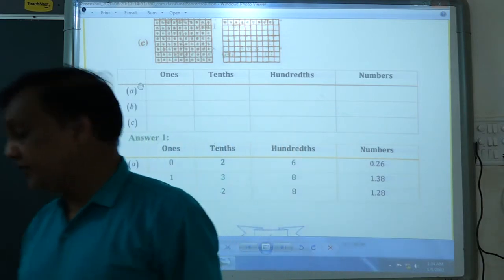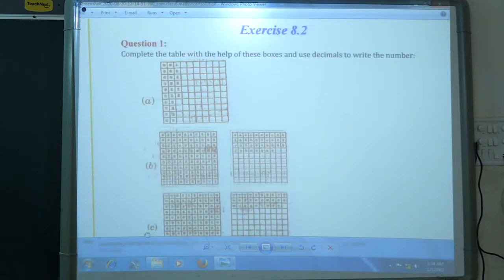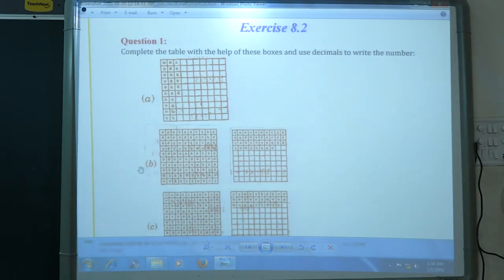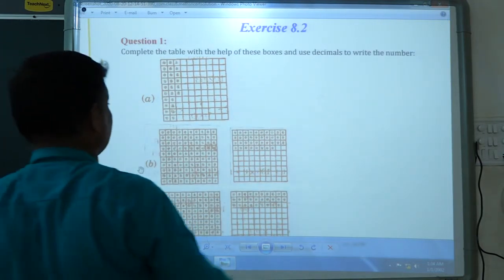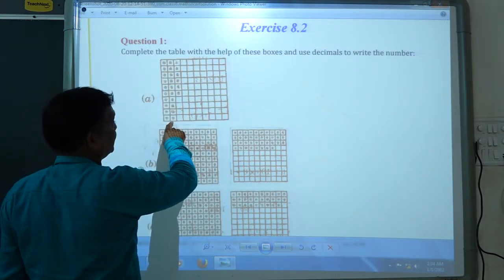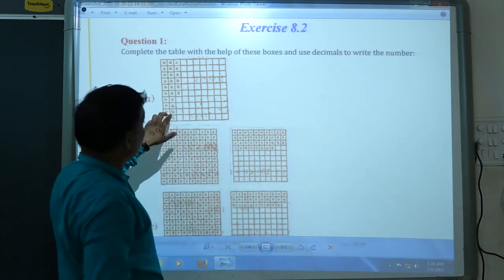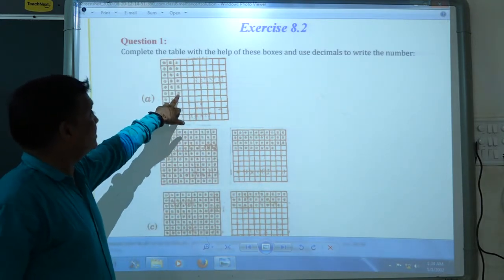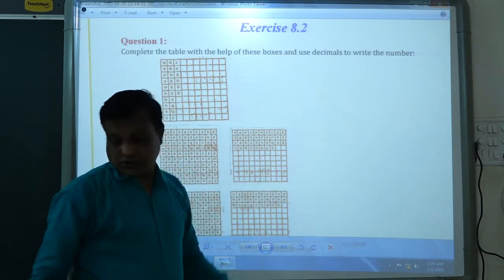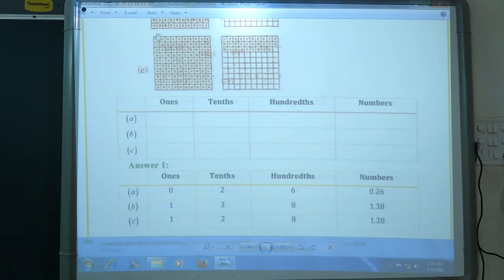Once again, I will show you, so you will come to understand that. The box I will show you once again. This full box means 1. This full box means 1. This is 1/10, 2/10 in this way. And these small dots are hundredths. So 2/10 and 6/100. Let's see the box and complete the table.